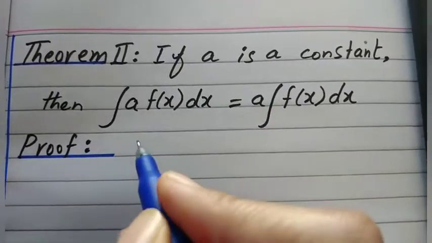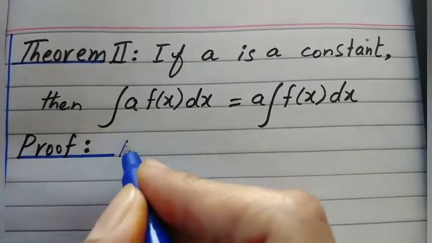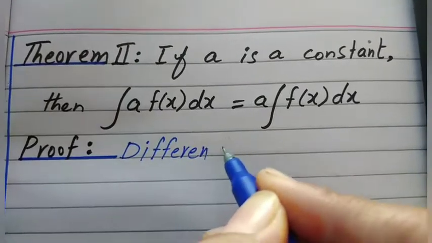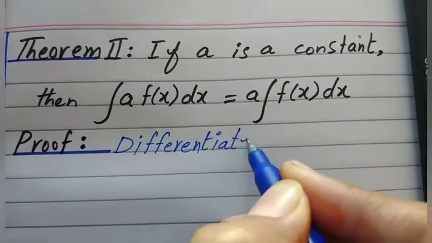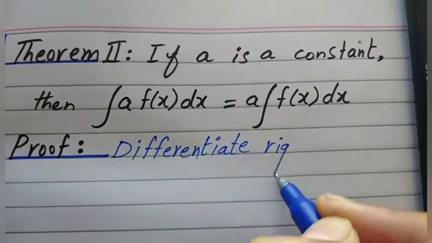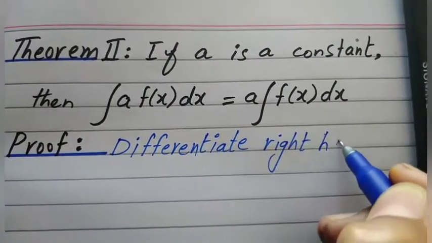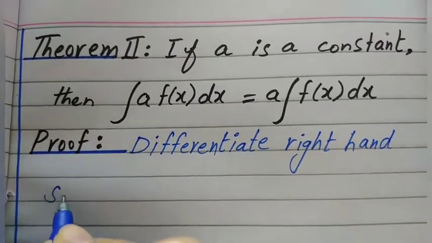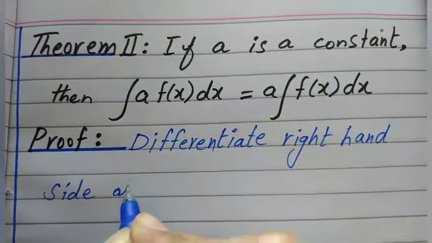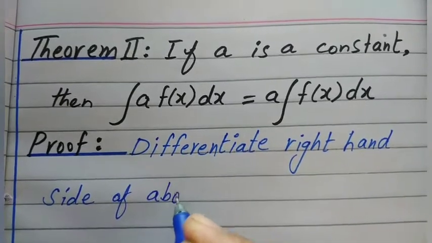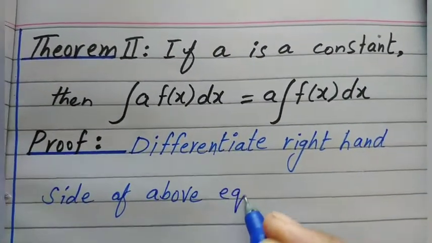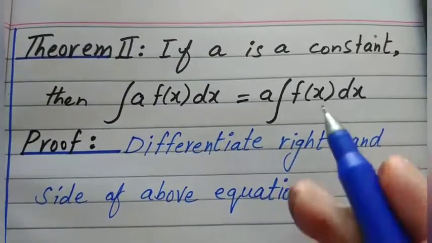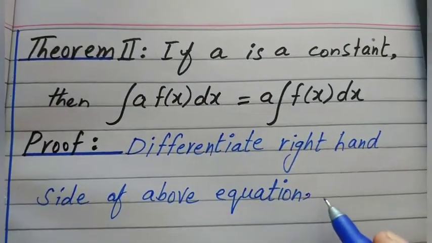Firstly, we will differentiate the right hand side of the above equation. So I'll write the statement there, that is, differentiate the right hand side of the above equation, that is the product of a and the integral of f of x dx.